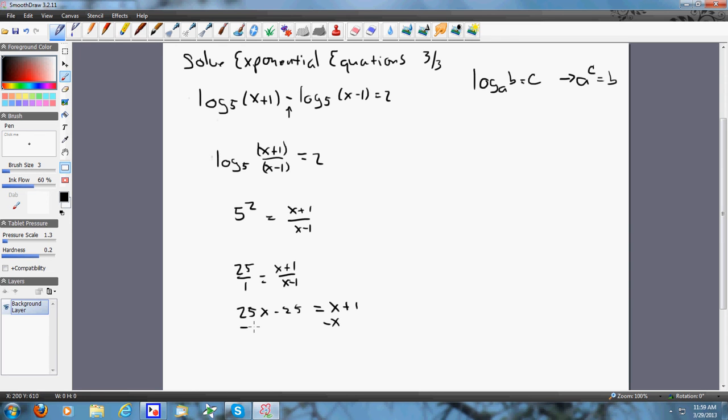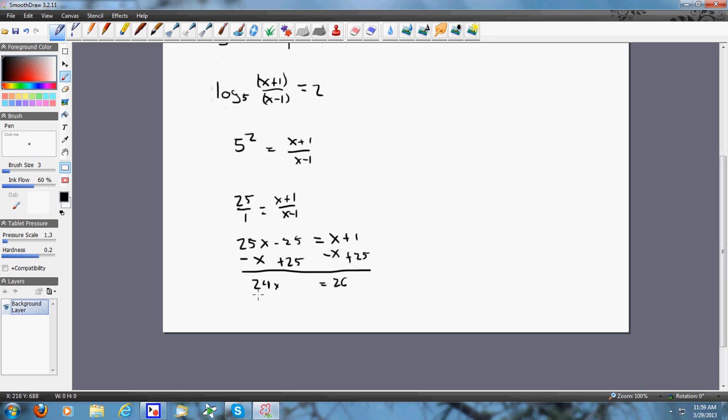I'm going to subtract x from both sides, and I'm also going to add 25 to both sides. And that gives me 24x equals 26. I'm going to divide by 24, and I get x equals 1 and 1/12.